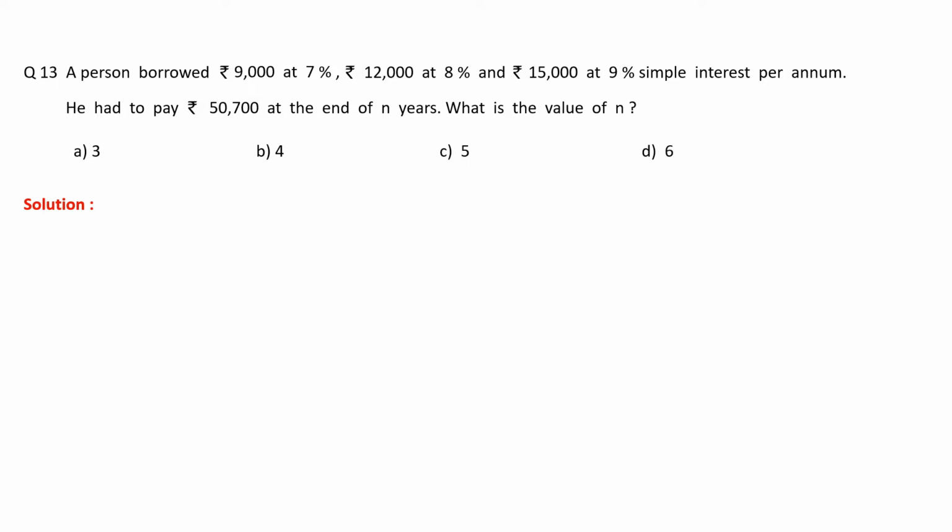Now this is the next problem. The question says a person borrowed rupees 9,000 at 7%, rupees 12,000 at 8%, and rupees 15,000 at 9% simple interest per annum. He had to pay rupees 50,700 at the end of n years. Then what is the value of n? Now students, this 50,700 is the total final amount that he has to pay at the end of n years. And he is investing the money at 3 different rates of interest. He is investing 9,000 at 7%, then 12,000 at 8%, and 15,000 at 9%.